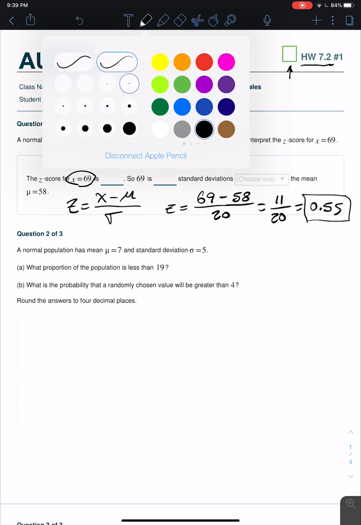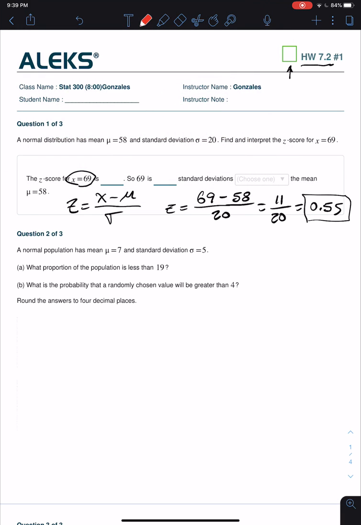Okay, so here's where maybe some people are having some questions. Fill in the blank. The z-score for a raw value of 69 is 0.55. So 69 is 0.55 standard deviations, and this is to the right of 0, right? So it's above the mean. Okay, so hopefully that helped out.